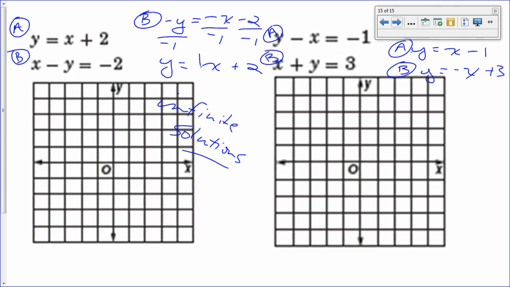Where they intersect. So I'm going to have to graph these. Start at negative 1. This is equation A. Go up 1, right 1. Okay, equation B. Starts at 3, so 1, 2, 3. Down 1, right 1. Okay, where do they intersect? 2, 1. 2 and 1.